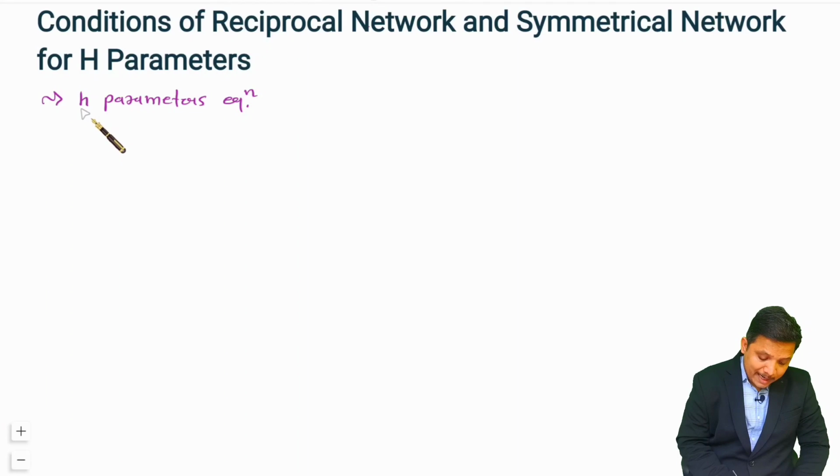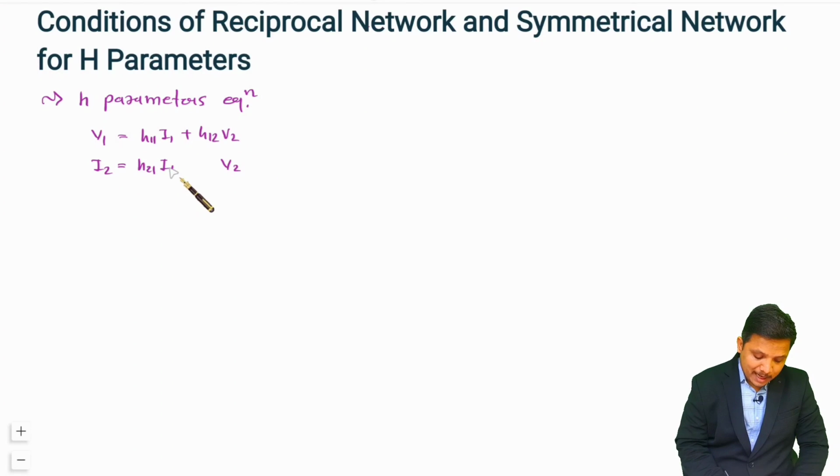Now whenever you want to write H parameter equations, my dear students, you should know that here V1 I2 is based on I1 V2, right? That is how you should remember V1 I2 is based on I1 V2. Now see how to write H parameter equations. H11 I1 plus H12 V2 equals V1, and H21 I1 plus H22 V2 equals I2. That is how we can remember H parameter equations, right?